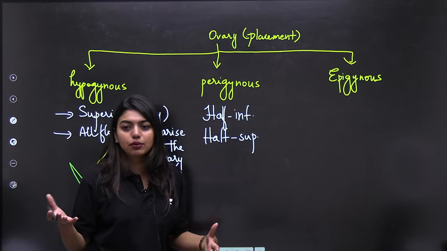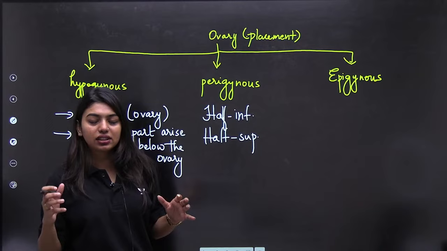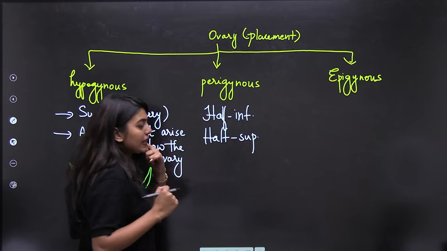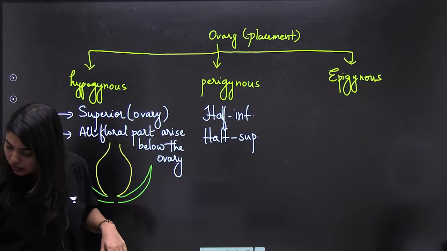So, half inferior, half superior ovary, got it? That means the floral whorls and this ovary will be kind of in the same position. Clear? Examples we will do later, but as of now understand this. For this example, I have a trick.